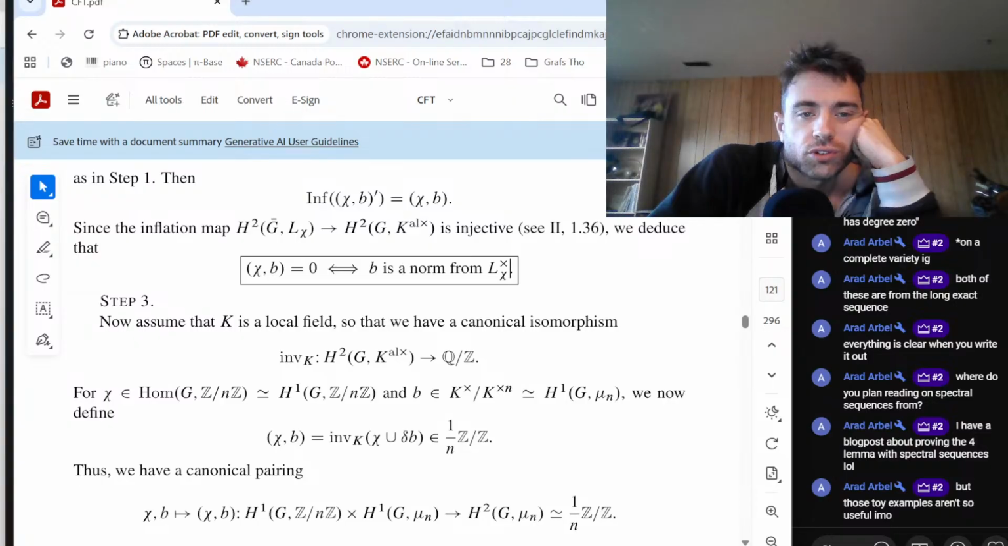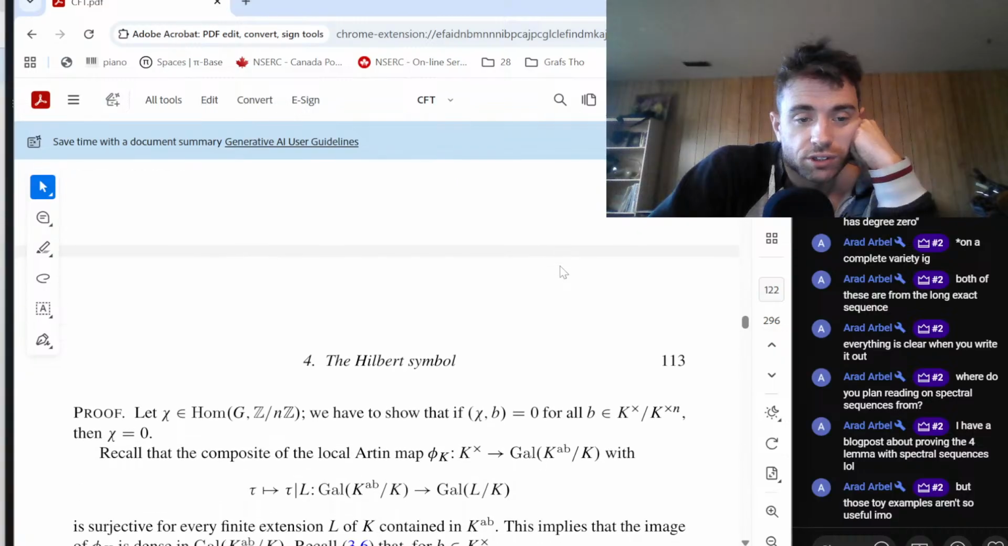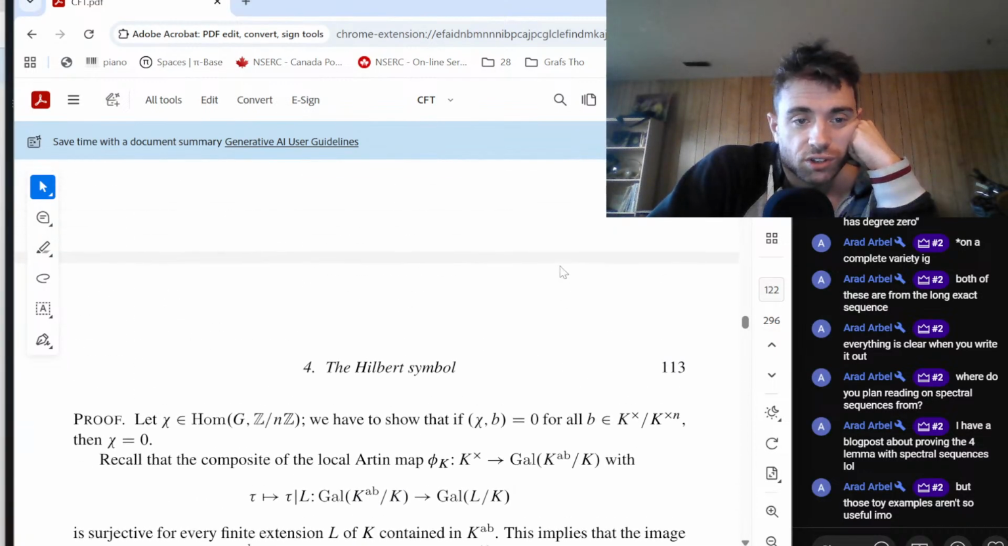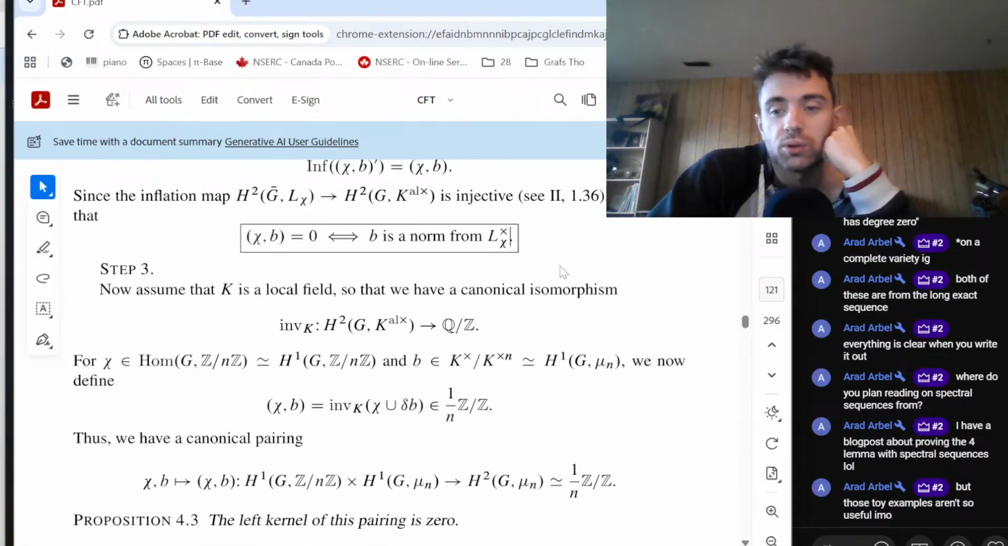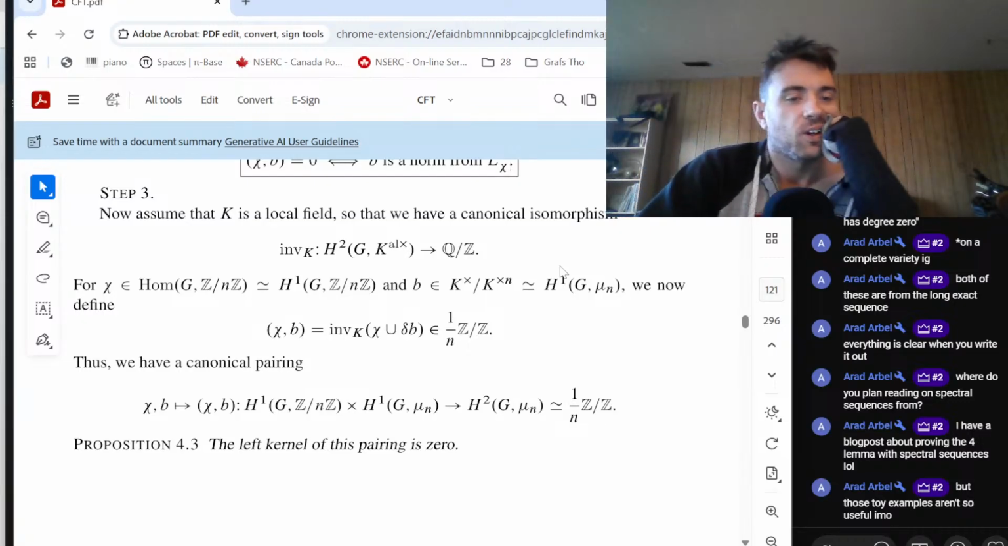And we induce that, I guess, by the injectivity, that this should be 0 if and only if B is a norm from Lx chi. Okay. I definitely do need to write more things down because this is getting away from me, due exactly to a lack of writing things down. Okay.